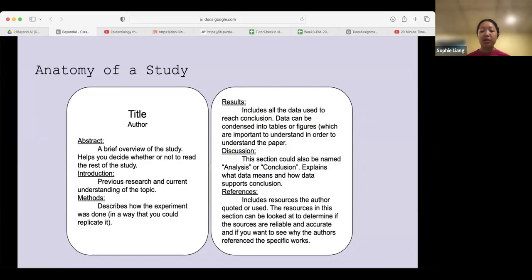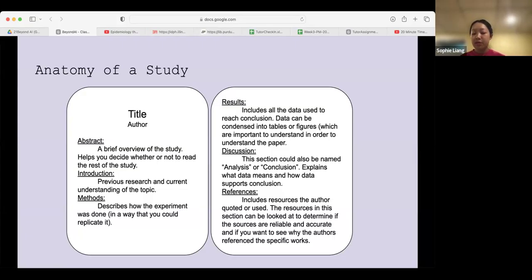And then after that, you have the results section, which includes all the data used to reach the conclusion. Data can be from the experiment, or some papers can be just reviews of papers, reading a bunch of papers and then summarizing them. Data can be condensed into tables or figures, which are important to understand in order to understand the paper. So you'll often see data in tables or figures. There can be a lot of different kinds of figures, for example, like the graphs we saw yesterday.